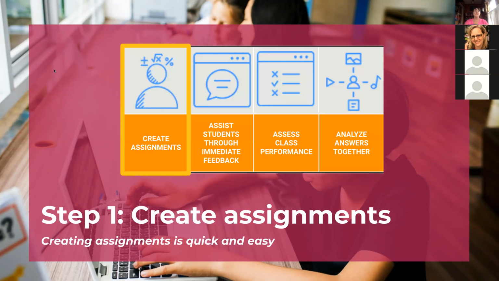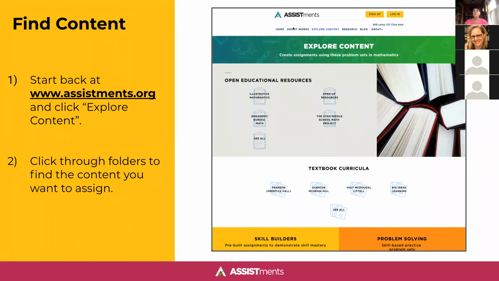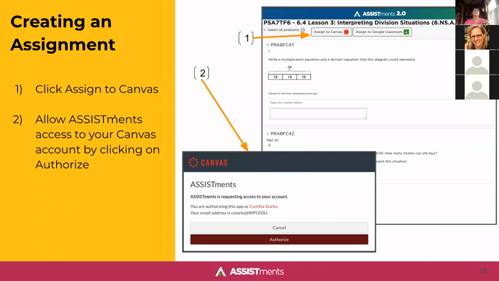So let's start with step one, create assignments. Now this is super quick and easy. You're going to start at assistments.org and you're going to click on Explore Content up on the top bar. That's going to bring you to all of the content that we have for you to assign from. You're basically going to click through the folders until you find the lesson that you want to assign from.